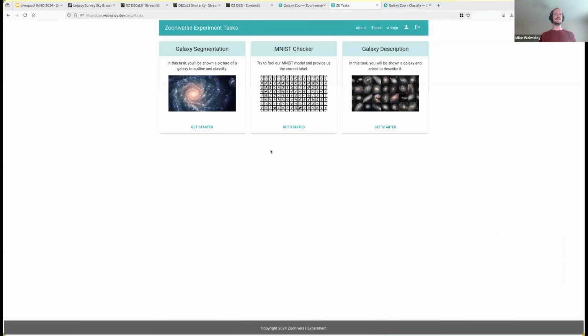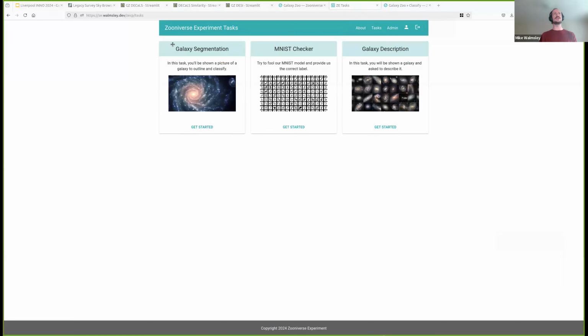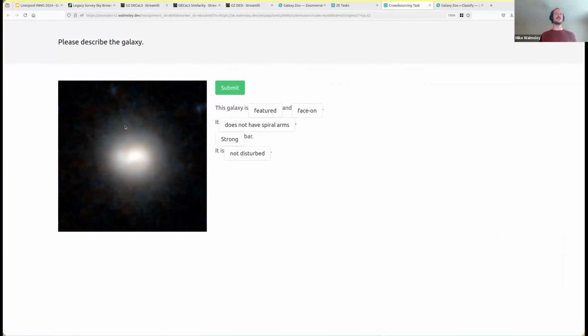Once you've logged in, you see the list of tasks, and I'll go through this just in the last couple of minutes of the talk. I'll go quite quickly to show you each of these tasks. So first, galaxy description, we have an image.